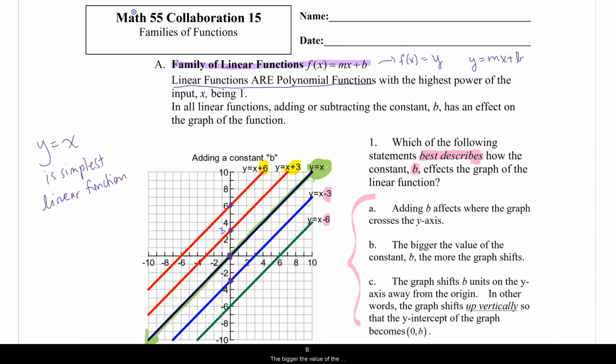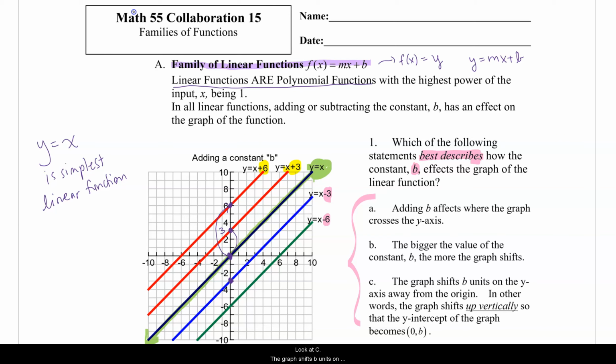B, the bigger the value of the constant b, the more the graph shifts. Sure. Here I only added 3, but to get up to 6, I'm adding more, so I shift farther away. And that's a true statement.